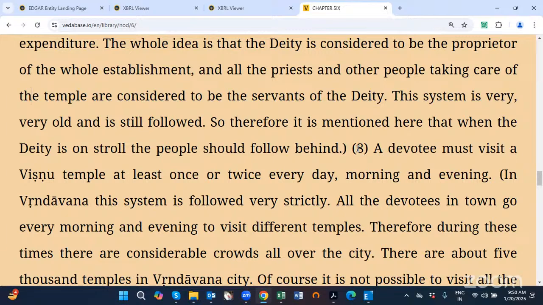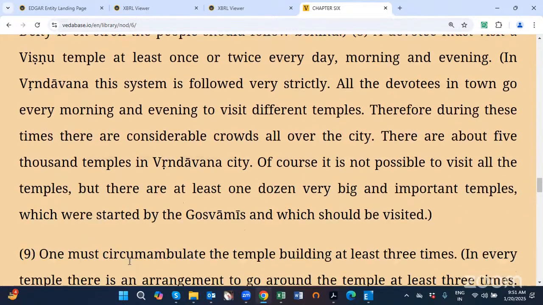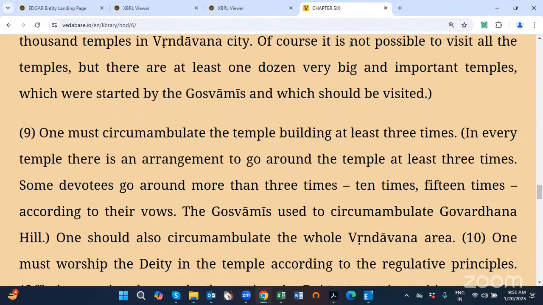8. A devotee must visit a Vishnu temple at least once or twice every day, morning and evening. In Vrindavan, this system is followed very strictly. All the devotees in town go every morning and evening to visit different temples. Therefore, during these times, there are considerable crowds all over the city. There are about 5,000 temples in Vrindavan city. Of course, it is not possible to visit all the temples, but there are at least one dozen very big and important temples which were started by the Goswamis and which should be visited.